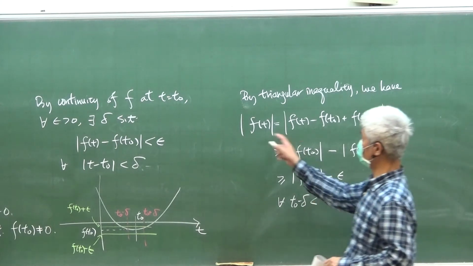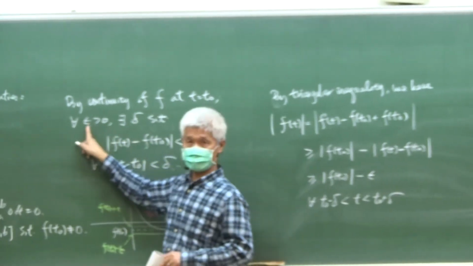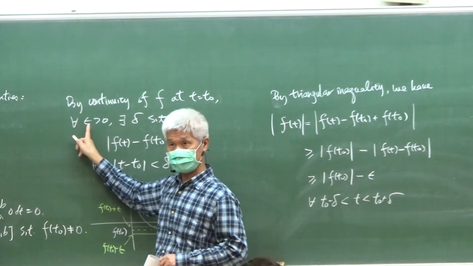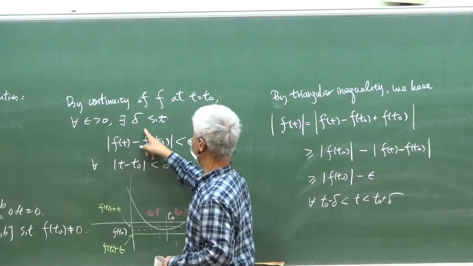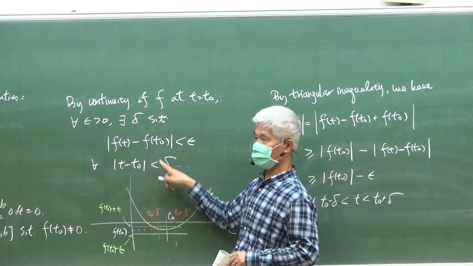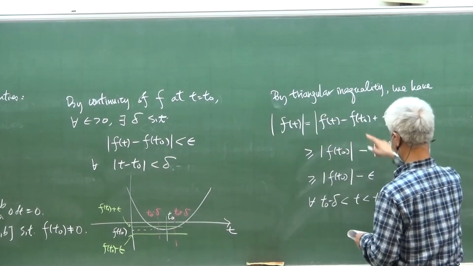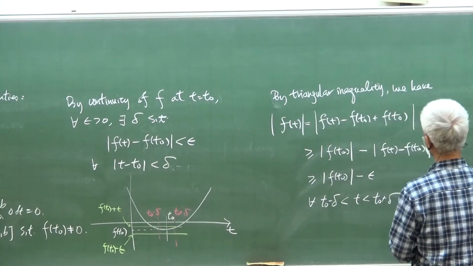All right. So this is true. See here, by continuity, for any epsilon, you can select any epsilon, then there exists a delta satisfying this inequality. And so we have that.